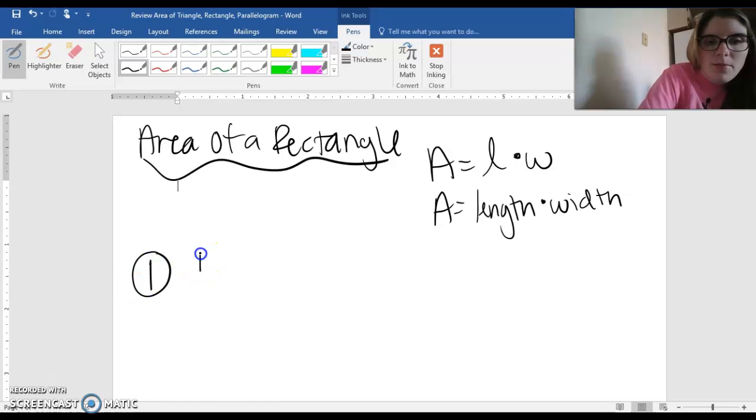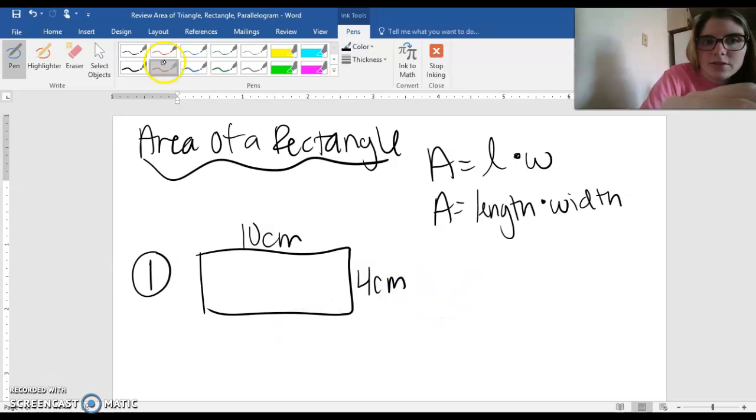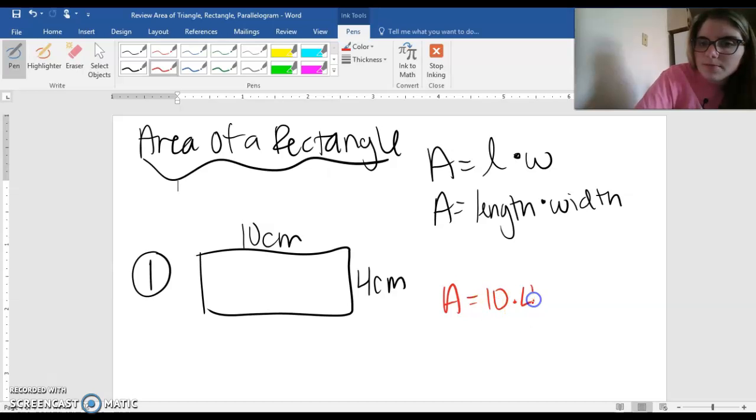So for the first problem, let's say I have a rectangle, and let's say the length is 10 centimeters and the width is 4 centimeters. So my area would be 10 times 4, so my area would be 40 centimeters squared.